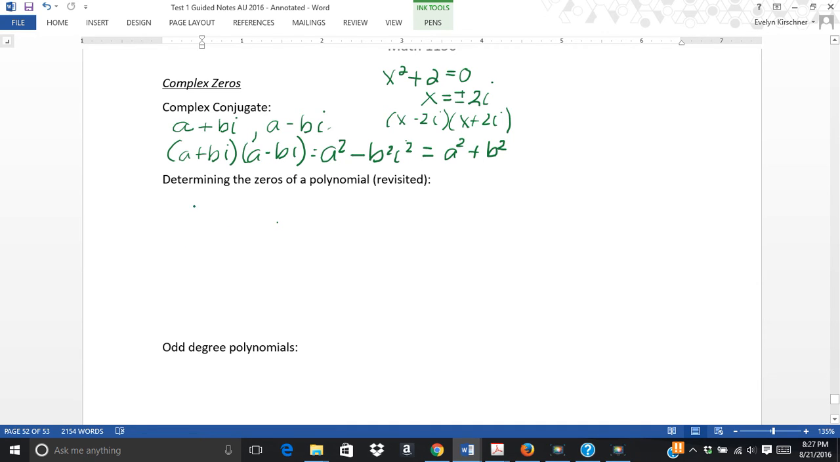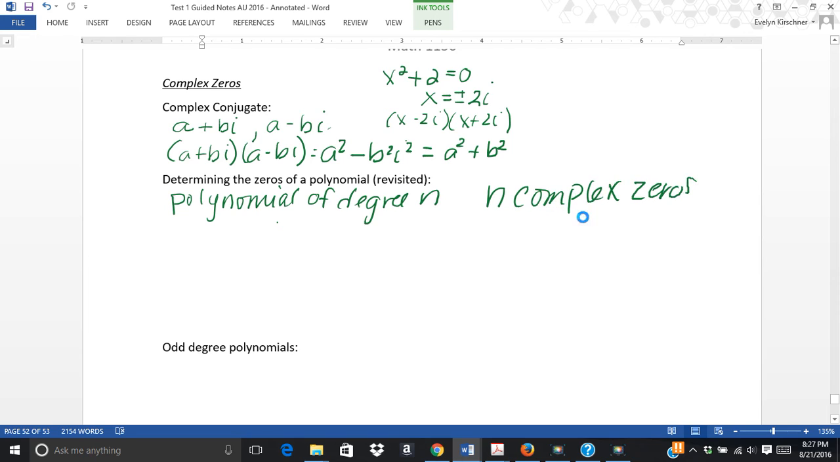So I want to know the zeros of a polynomial. Remember we said a polynomial of degree n could have at most n real zeros. Well, it turns out it has exactly n complex zeros. And complex numbers are written like a C with a bar, just like the real numbers are. So because all my zeros come as conjugates, I have to have an even number of complex zeros.